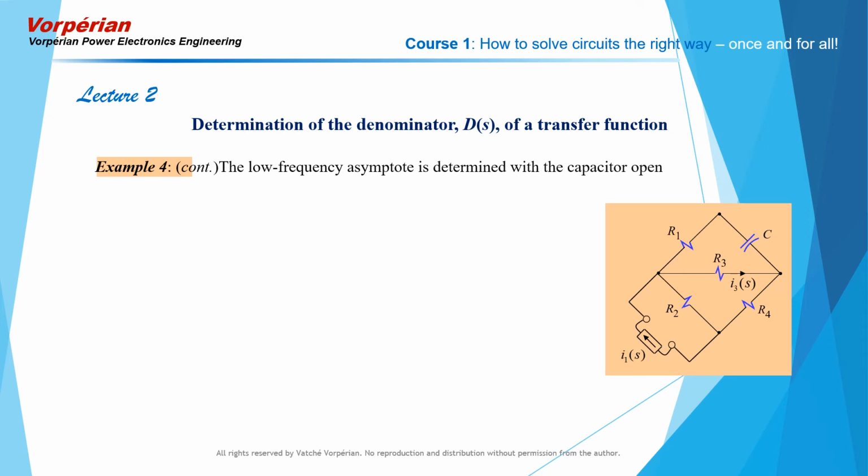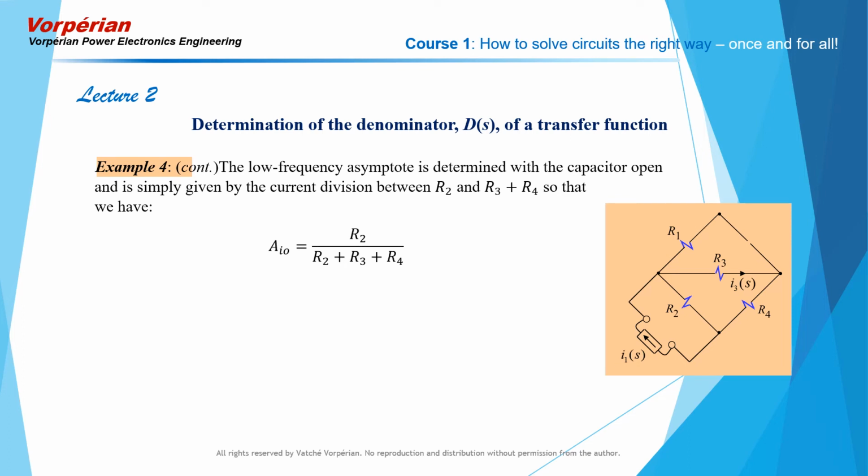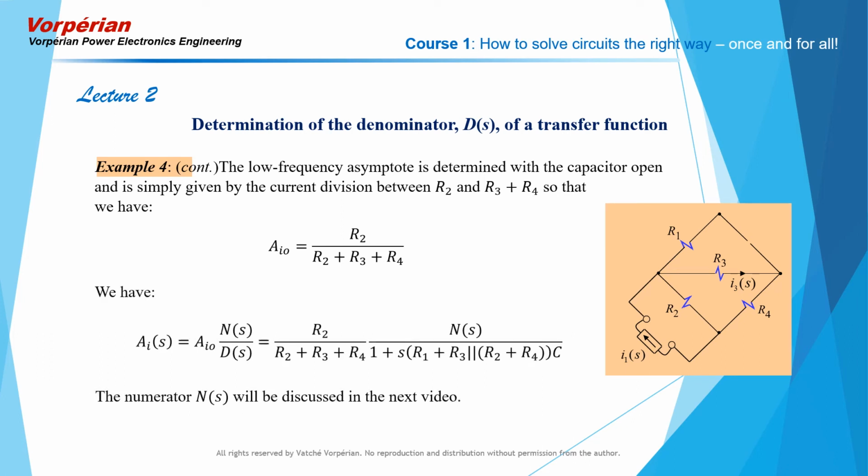So we now determine the low frequency asymptote by taking the capacitor out of the circuit. That leaves us with a very simple current division between R2 and R3 plus R4. That gives us the constant AI0. And the transfer function can now be written as AI0 N of s over D of s, where AI0 has been determined and D of s has been determined. N of s will be determined in the next video.